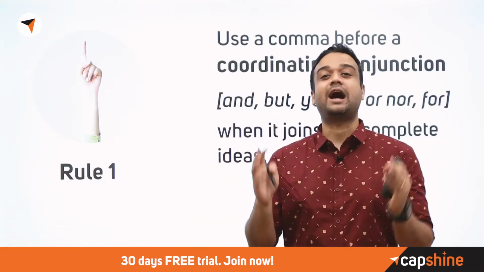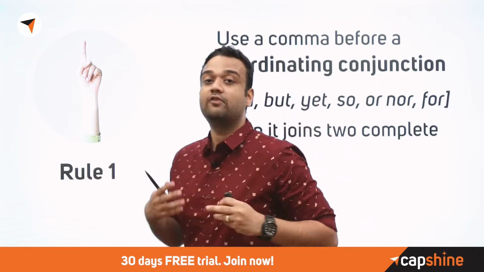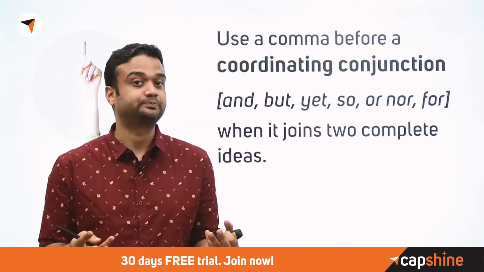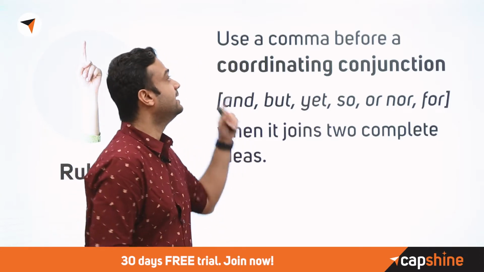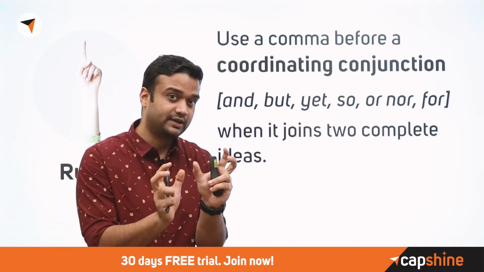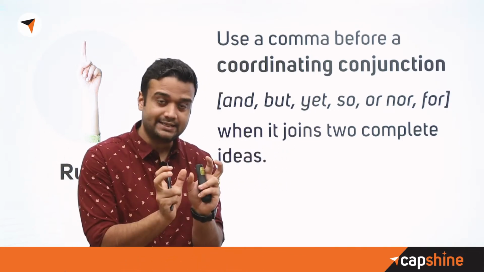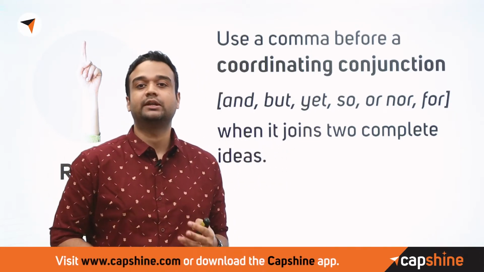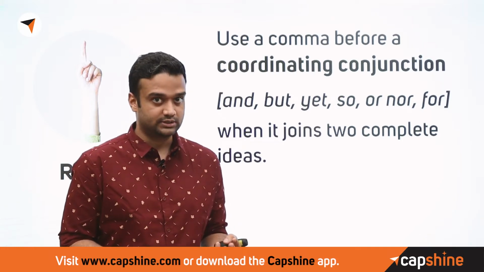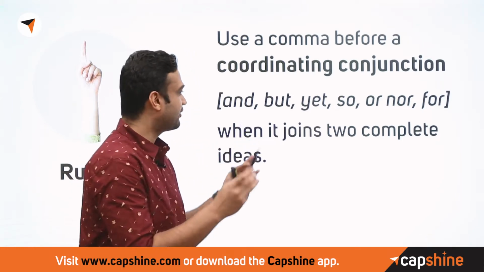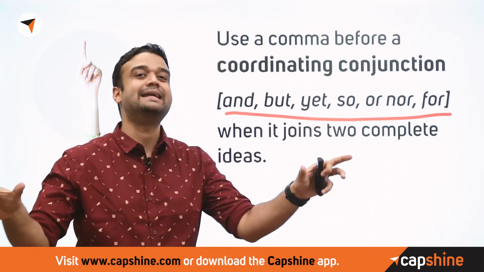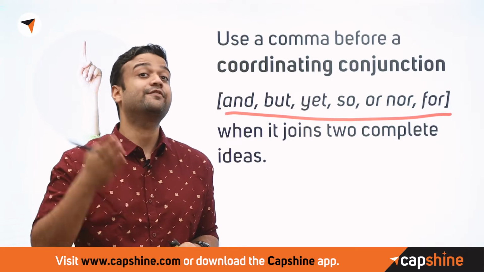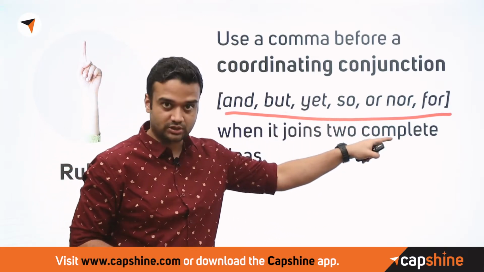So let's get down to business. Let's look at rule 1 of how you will use commas. The first place where you use commas is when you're connecting different, complete ideas, and you connect them with something called coordinating conjunctions. These coordinating conjunctions are nothing but these. So when you use these words to connect two complete ideas, you would put a comma in front of this coordinating conjunction. Let's look at an example, shall we?